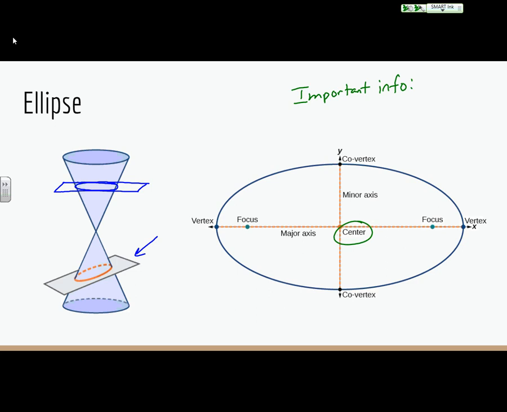Next, I like the vertex on each end. So the plural for that will be vertices. I'll be interested in where these vertices land. And notice vertices are further away from the center than the co-vertices are. A lot of books don't really deal with the co-vertices, but I'm going to go ahead and include them this year. I think it's important to list them and know where they are.